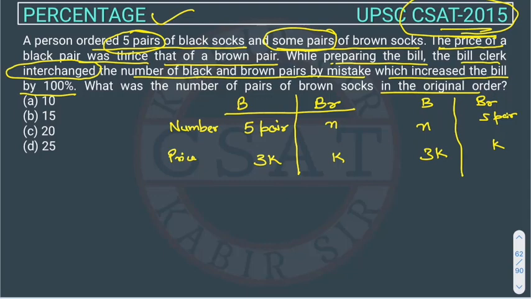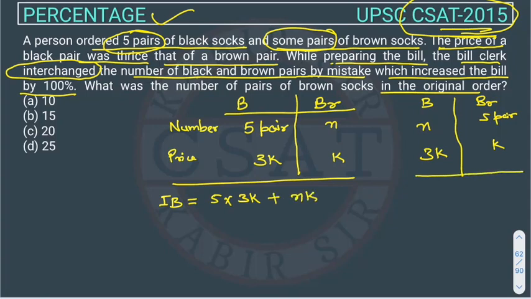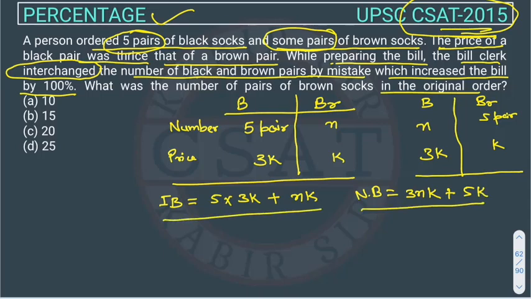So we will calculate first the price of this one, right? So this is the initial bill. Initial bill will be how much? Initial bill will be the number of pairs of socks he is buying and what's the price? 3k plus nk. And what's the new price? New price will be 3nk. So now the bill will be how much? This is the new bill, right? So the new bill will be 3nk plus 5k, right? I hope you all got it till now, right?